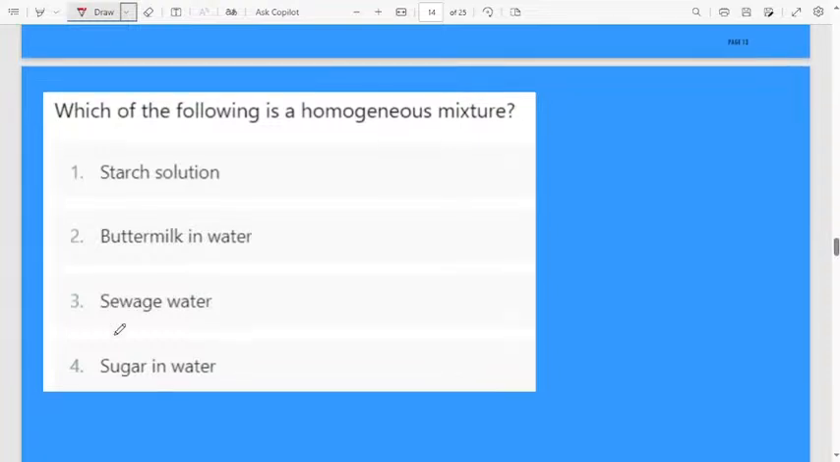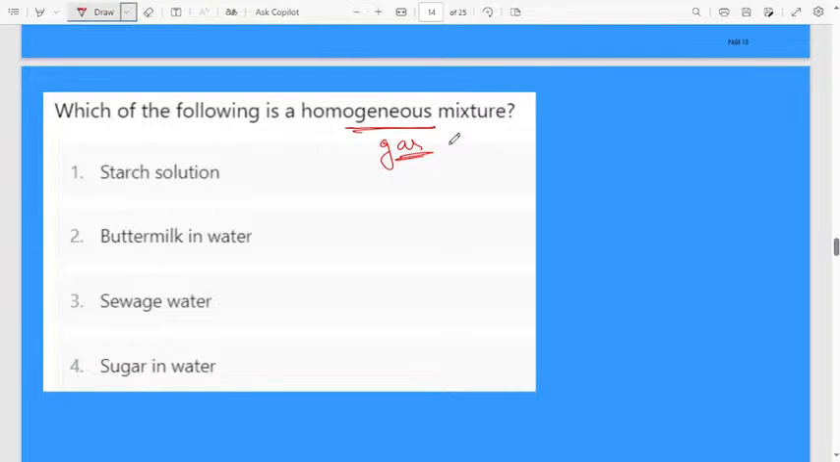Which of the following is a homogeneous mixture? What is meant by a homogeneous mixture? Two substances that mingle uniformly. Gas is one of the best examples of a homogeneous mixture. In gas we have carbon dioxide, oxygen, and different types of gases, but all of them are mixed uniformly.